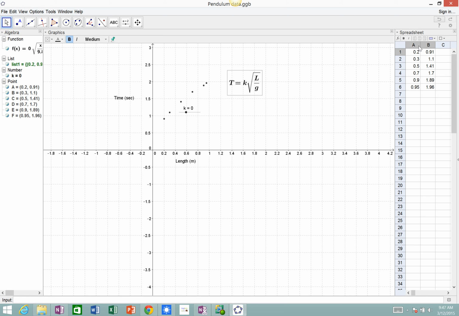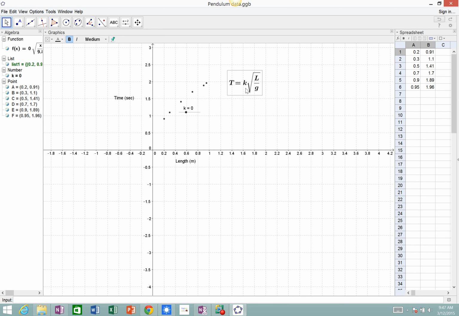Okay, and I've got the data over here on the right for various lengths. In column A, we have the length in meters going from 0.2 to 0.95 meters. And here we have the period, and you can see as the length gets larger, the period gets larger. About a little less than 1 second for 2/10 of a meter, to 0.95 meters. We're up to a period of about 2 seconds.